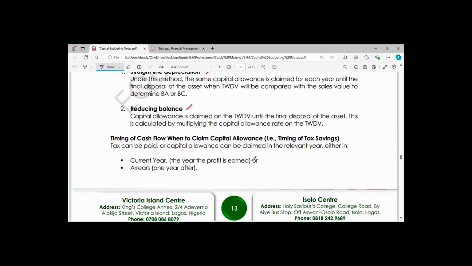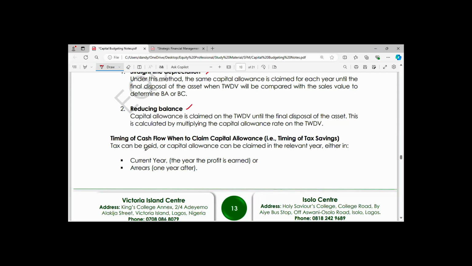Okay, so that's that. Finally, remember, I also said that one of the reasons for incorporating tax in investment appraisal is to determine the timing of the cash flow. That is, when to pay tax liability or to claim capital allowance.